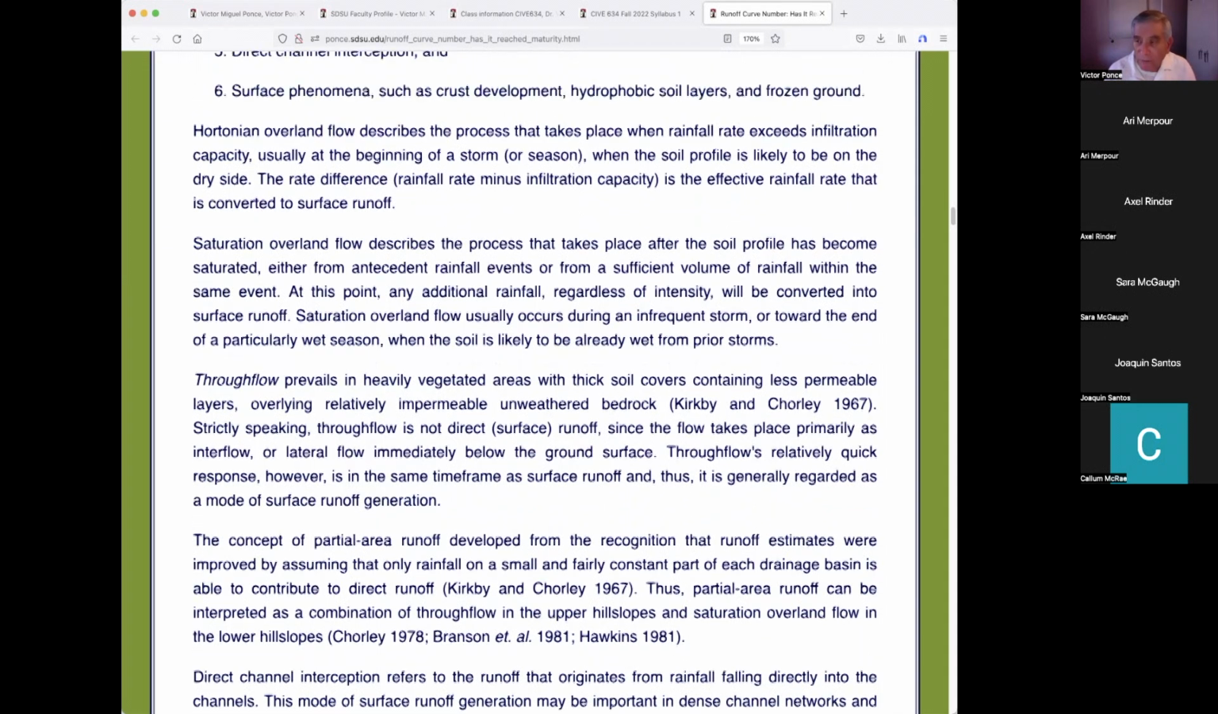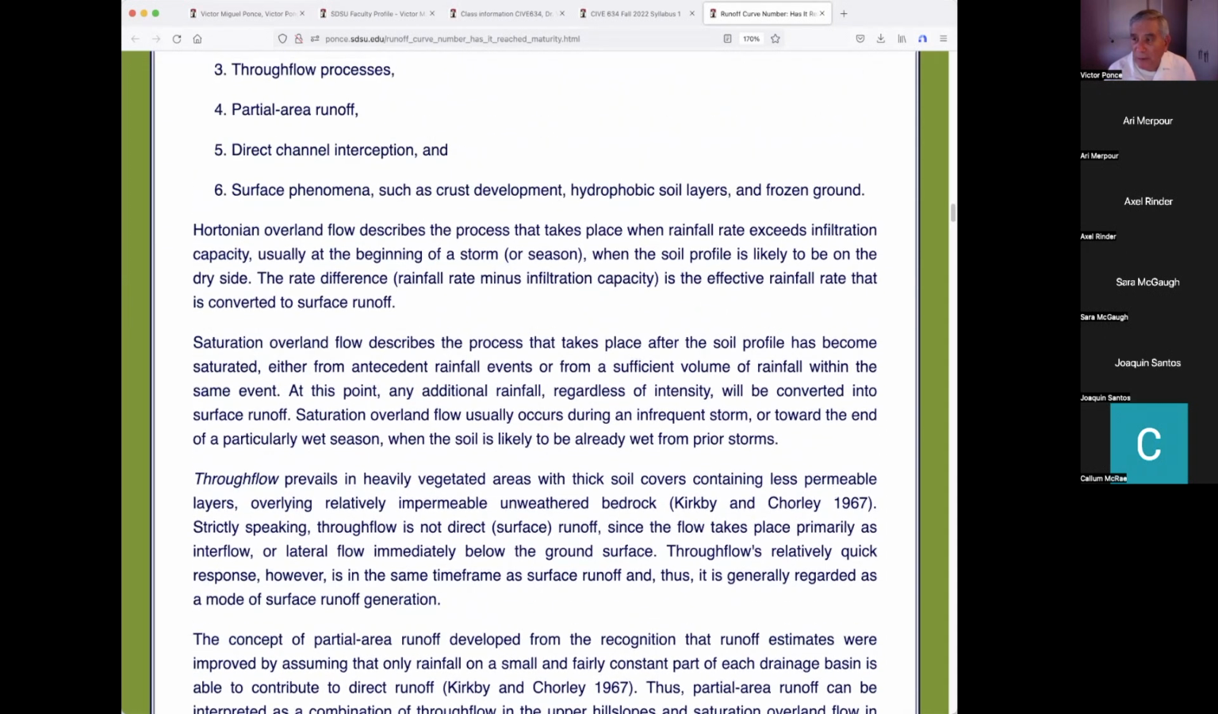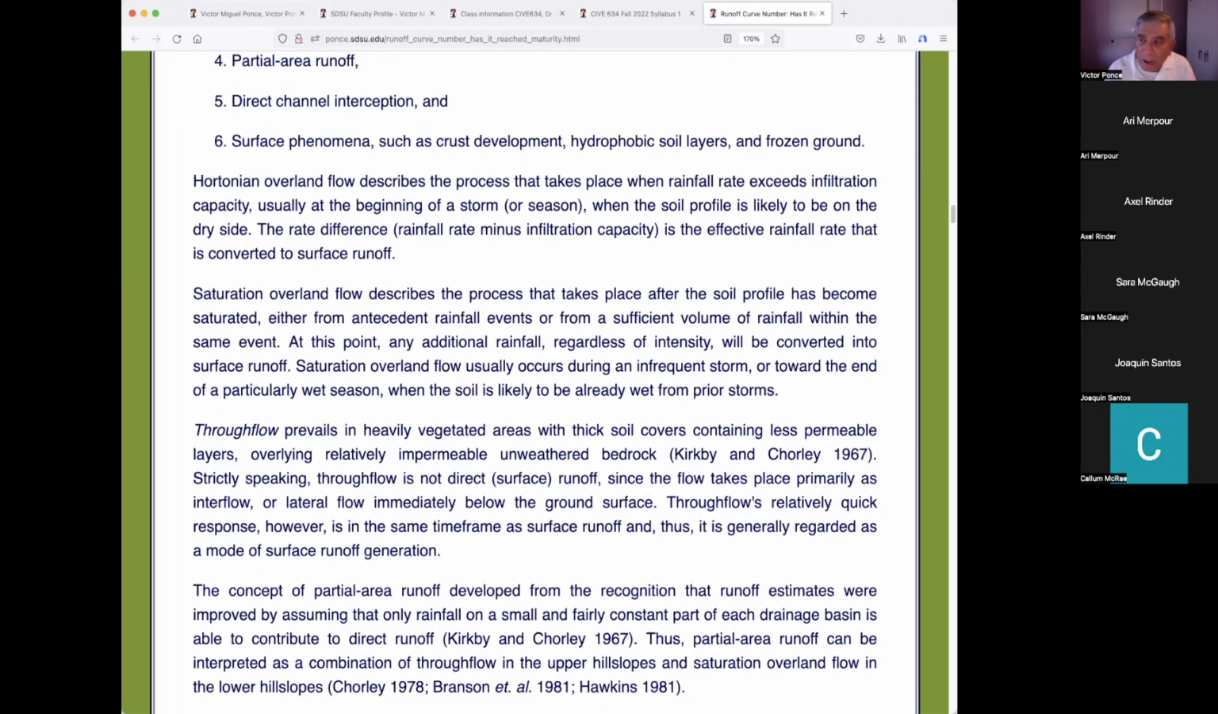So at that point, the rate of infiltration is not a problem. The problem is what's the volume of the reservoir that is going to be filled before it starts running off on the surface. So these are two complementary and completely different processes. And this is what is going to make the difference between the curve number and the others. And that's why we discuss it here.